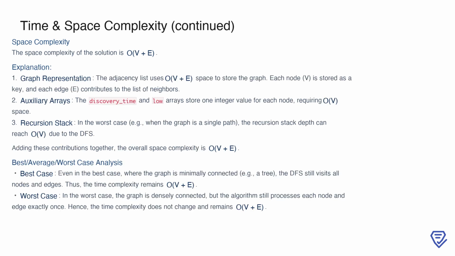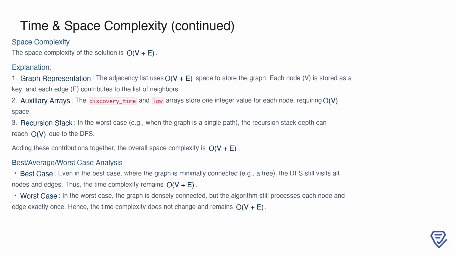Now, let's look at the space complexity of the solution, which is also O(V + E). First, consider the adjacency list used to represent the graph. This list requires O(V + E) space because we store each node as a key and maintain a list of its neighbors, which corresponds to all the edges. Additionally, we use auxiliary arrays like discovery_time and low to store integer values for each node. Since there are V nodes, these arrays require O(V) space.